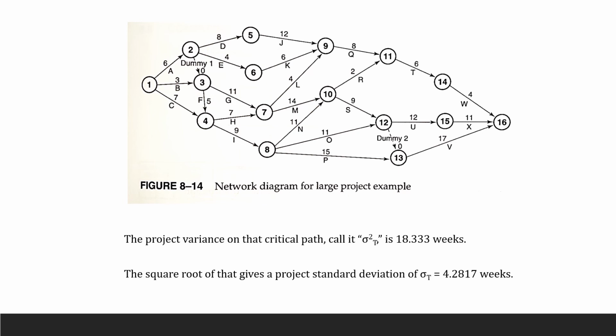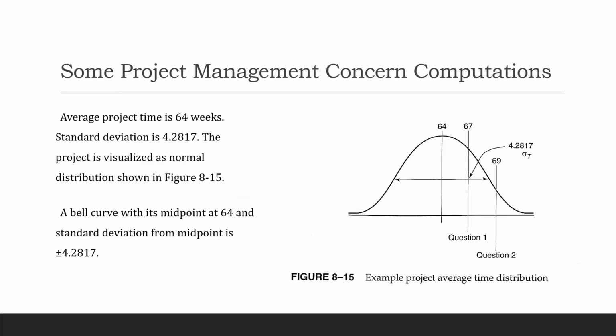So we're going to square root that. Here is my pointer. So square root this, and you're going to get the standard deviation. When you get the standard deviation, we got 4.2817 weeks, all right? So now let's go down.